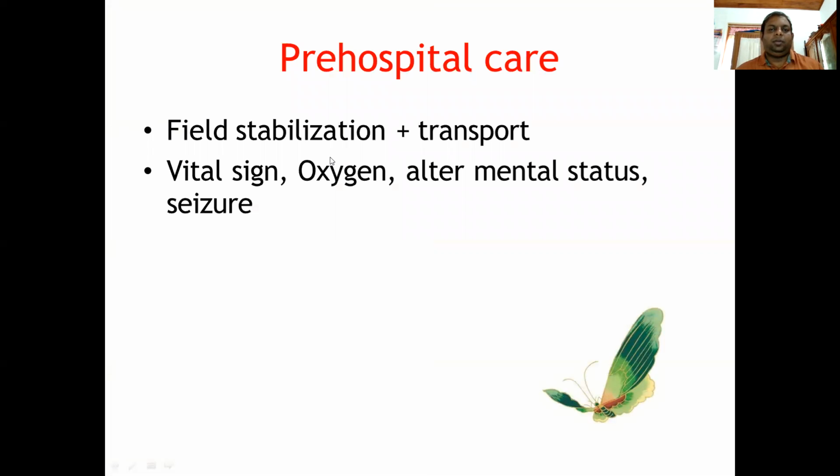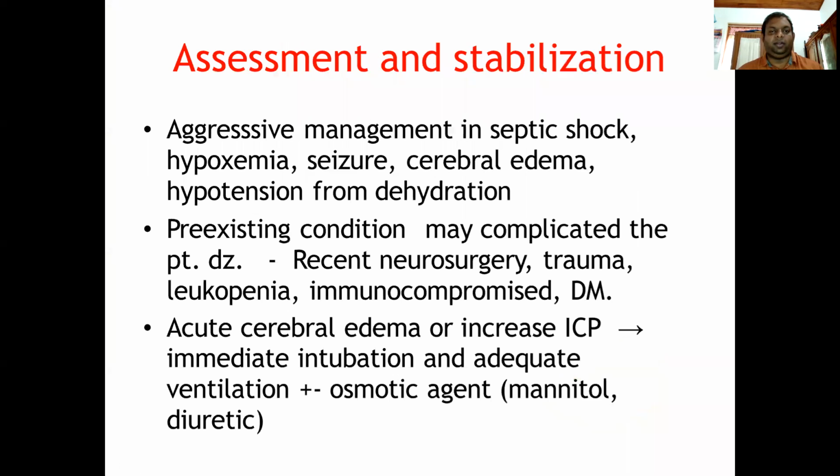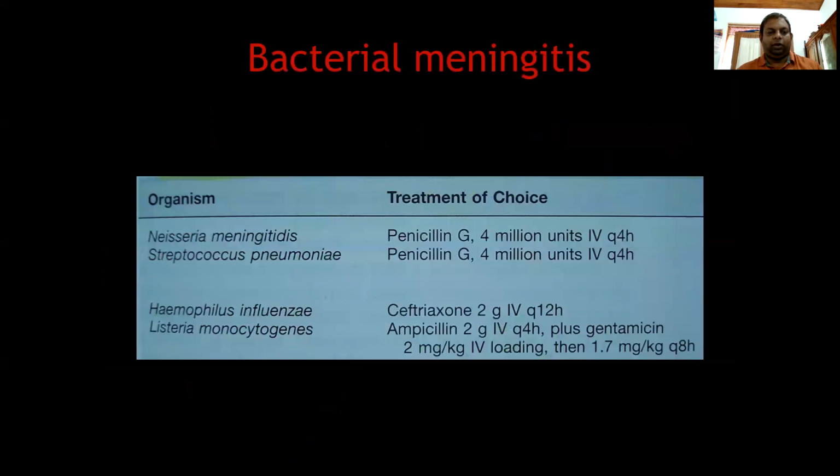Management: pre-hospital care is one way, supportive care the other. First stabilization, so it depends: oxygen, vital signs. Assessment is very much important. Take the clinical history, take blood cultures and CSF as soon as possible, and go for empiric antibiotics. Definitive therapy: for Neisseria meningitidis, penicillin, but depending on the antibiotic sensitivity. For Haemophilus, it is always better to keep ceftriaxone. If it is resistant, we have to go with vancomycin. Listeria is ampicillin.